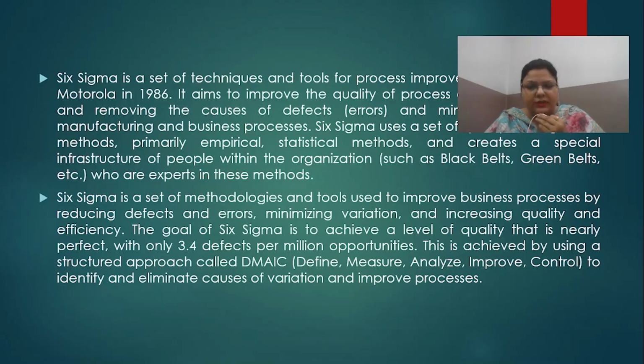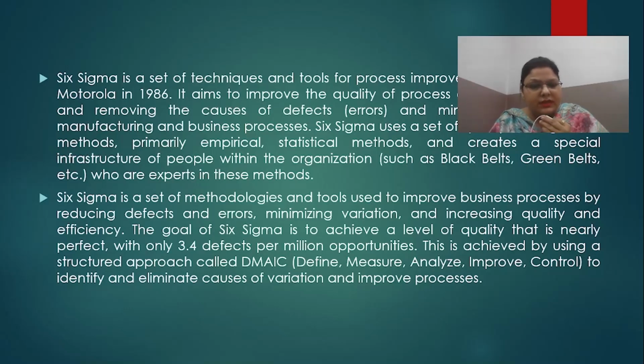Six Sigma uses a set of quality management methods, primarily empirical statistical methods, and creates a special infrastructure of people within the organization, such as black belts, green belts, etc., who are expert in these methods. Basically, as per Six Sigma, some kind of recognition is given after checking the production, saying that the particular product is in the range of black belt or in the range of green belt. This recognition was given by Six Sigma in Motorola.